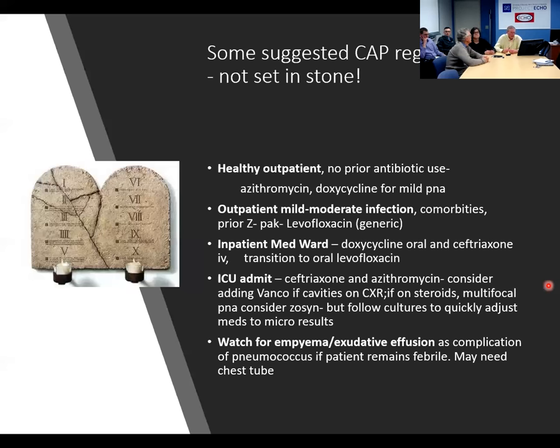The advantage of doxy over azithro for atypical coverage is that doxy has some activity against preventing C. diff, and azithro doesn't. So doxy is a good choice for atypical coverage. And we try to encourage people to use it orally in the hospital.